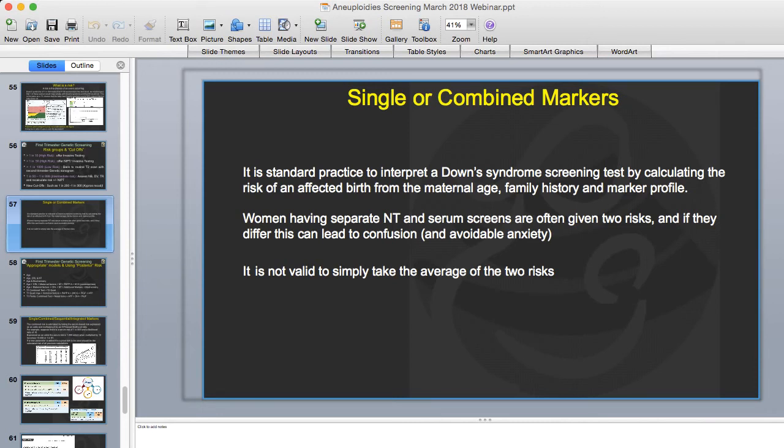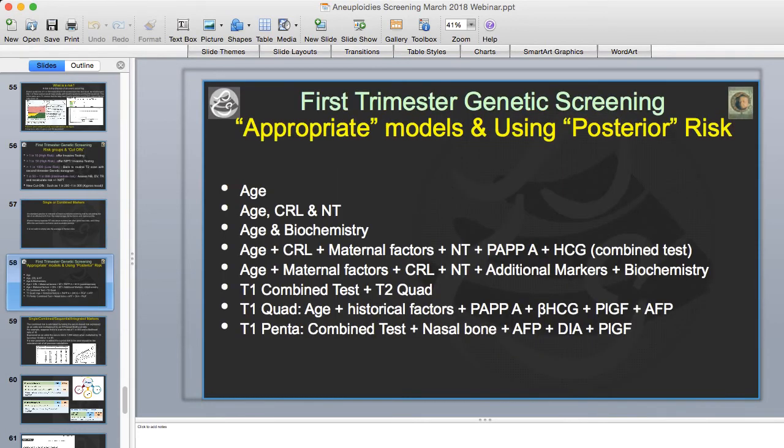This is also known as integrated, and that is the correct way to do it, and not randomly use each one. And this is where the new stuff has come along, because now you also have a T1 quad, which is age plus historical factors plus PAPP-A plus beta HCG, PLGF, which is for preeclampsia, and alpha fetoprotein, which helps you to look more carefully for neural tube defects when the patient comes back.